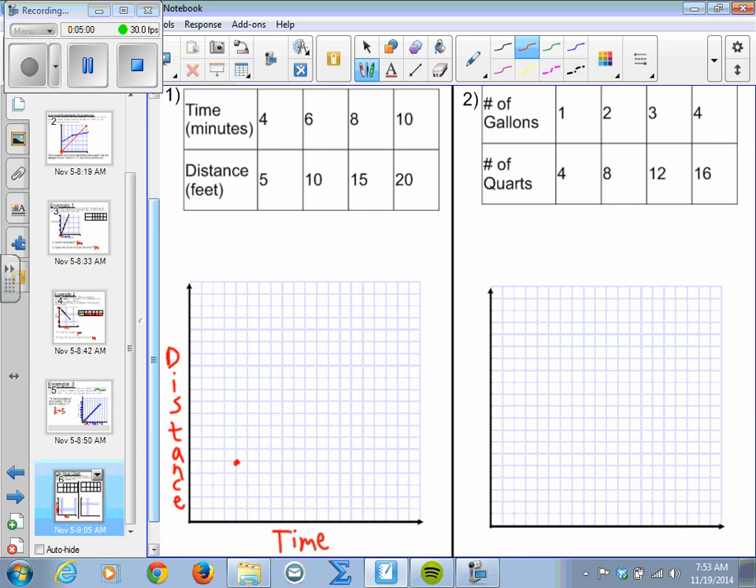As 6 minutes go by, we've got 10. Then 8 minutes, we have 15 feet. And after 10 minutes have gone by, we're at 20 feet. So we look at this graph, and it looks like we're going to be going in a straight line. But are we through the origin here? We are not. So this is not proportional.